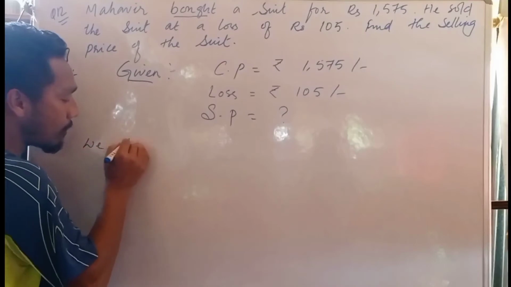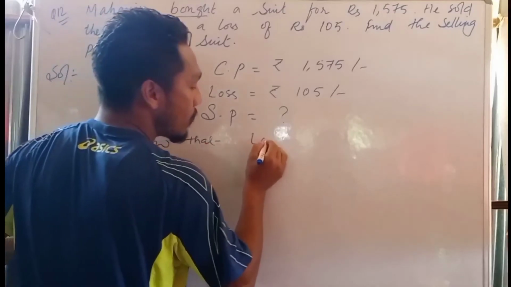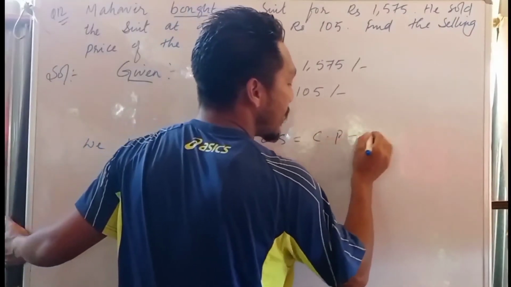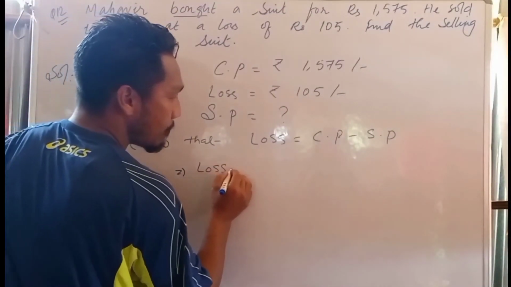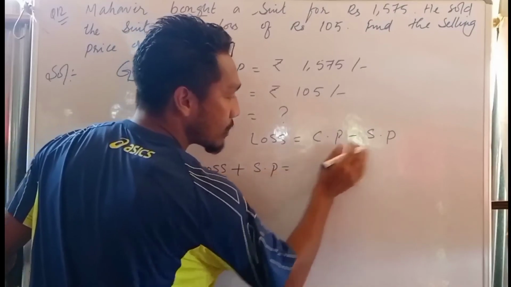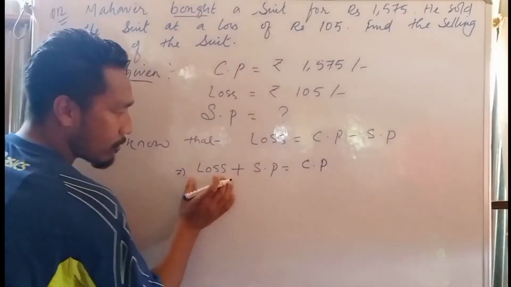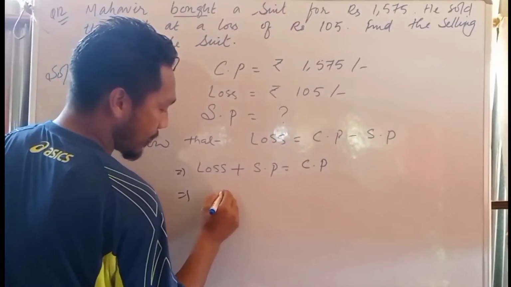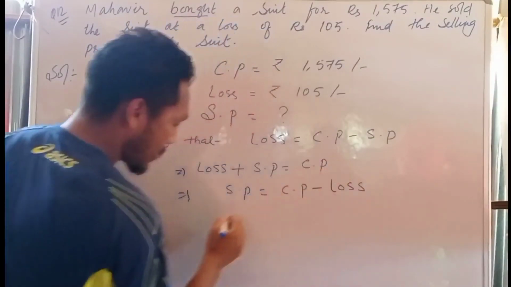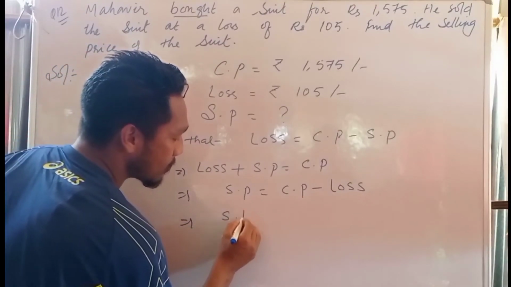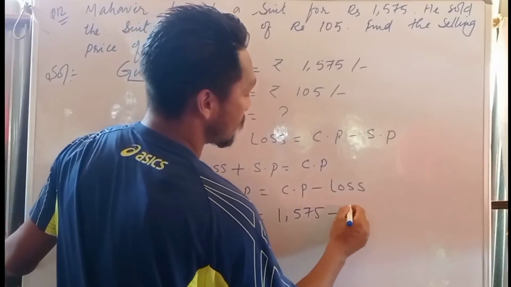We know that since we are talking about the loss, loss is equal to CP minus SP. Now if I send SP to this side, it becomes loss plus SP equals CP. Now I will send this loss to the other side, so it becomes CP minus loss. So SP is equal to CP, given as 1575, minus loss, given as 105.